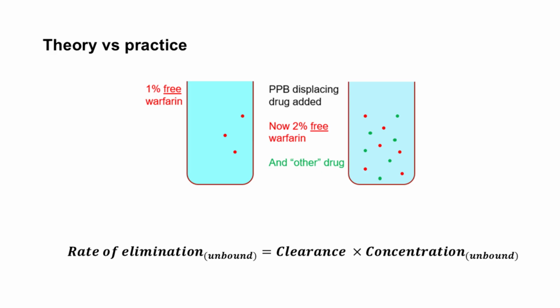However, if we conducted this experiment in a patient, whilst warfarin will still be displaced and unbound warfarin would initially increase, the elimination of warfarin would also increase to maintain a consistent concentration of unbound warfarin. This is because the rate of elimination of unbound drug is equal to clearance multiplied by the concentration of unbound drug. As a result, we would not expect a plasma protein binding displacement interaction to result in clinically significant consequences.